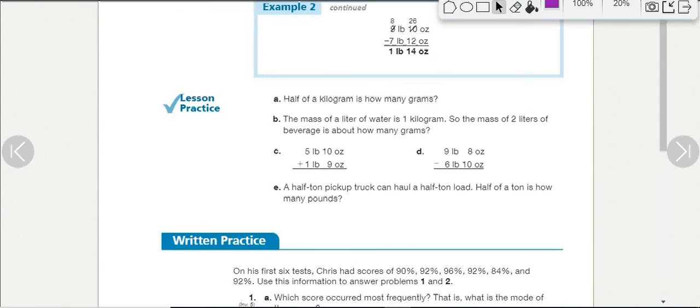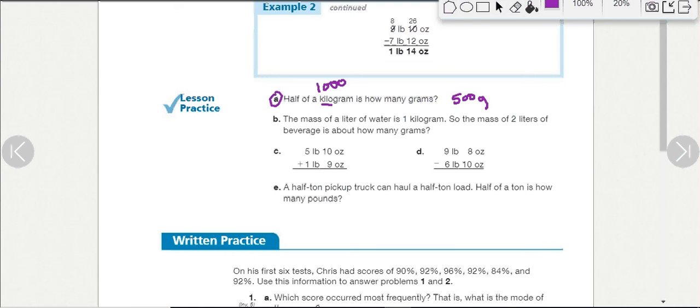They show it there. So letter A, half a kilogram is how many grams? Remember, kilo prefix means 1,000. Half a kilo would be 500 grams.